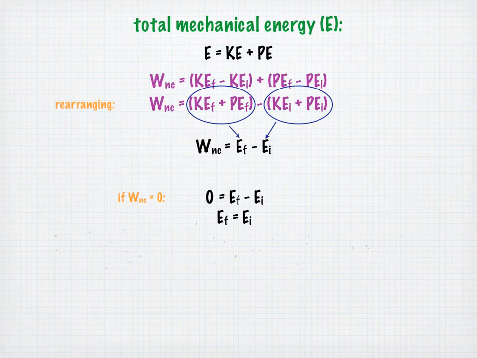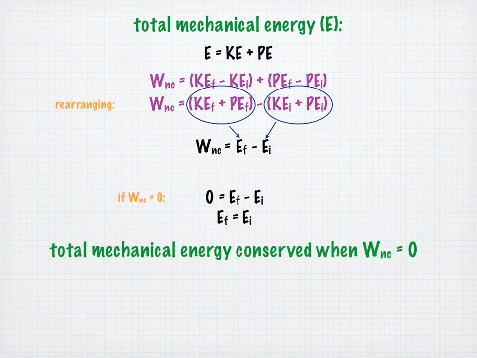If we substitute in the expressions for kinetic and potential energies, we can see that a very useful result of this is that the sum of the kinetic and potential energies of an object at any point in its motion is the same if total mechanical energy is conserved.